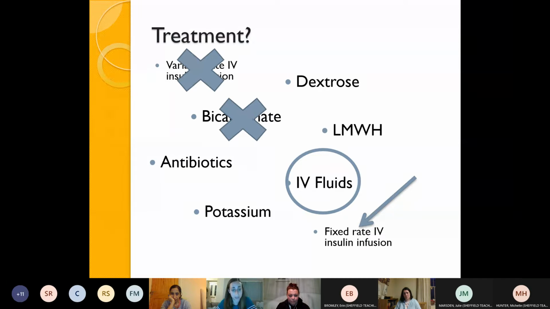So at some point we may start dextrose. For some patients, they may need antibiotics, depending on why they've gone into DKA. They may need IV potassium, and they will need low molecular weight heparin.